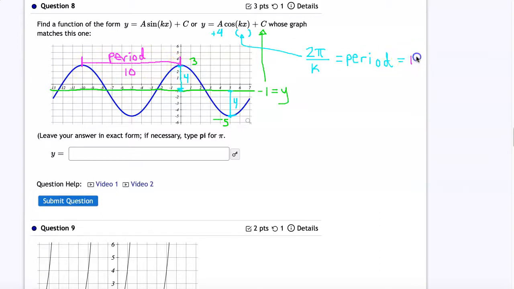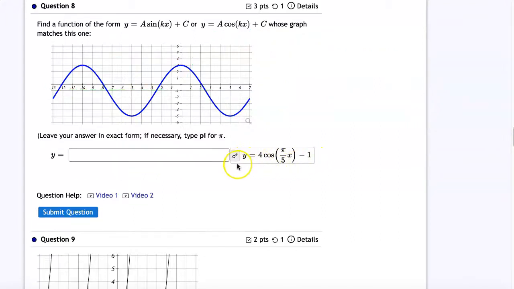So that means that when we're looking for the k value, we need to find something that is going to give us a quotient of 10, and that value for k is found by cross multiplying, and so k is equal to 2 pi over 10, in other words, pi over 5. So then as we look at our final answer here, we see that we have 4 cosine pi fifths x minus 1. And here's that same answer as given by MyOpenMath in a typed up format.